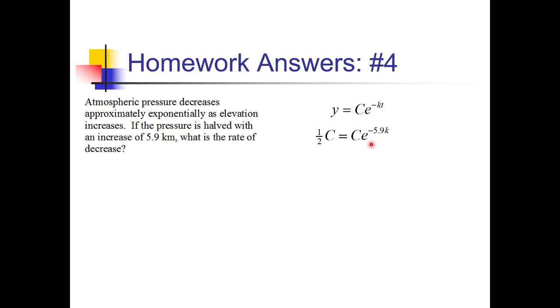And at this point, I just need to solve for K. So I can divide both sides by C. That gets me just 1/2 over on the left. And now if I take the ln of both sides, I've got ln of 1/2 equals negative 5.9 K. And then let me just divide both sides by negative 5.9.